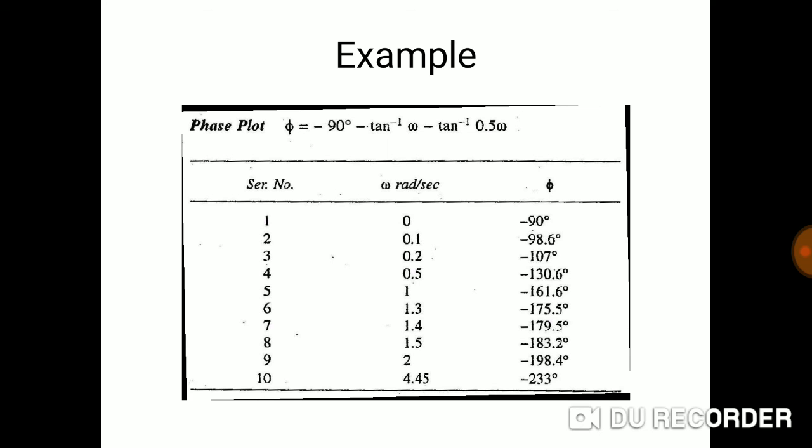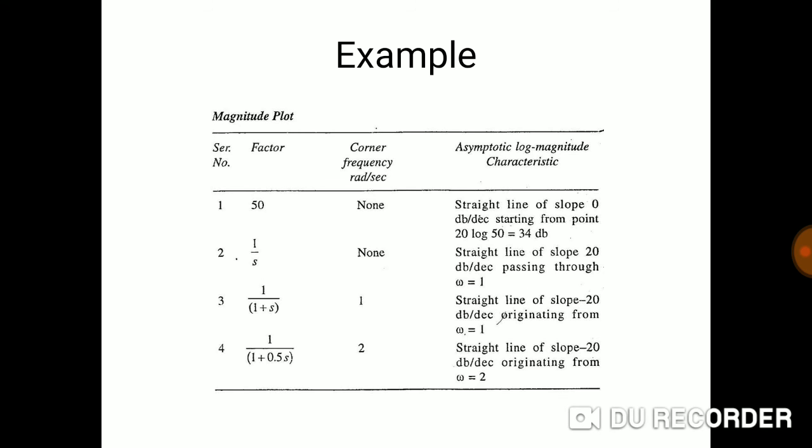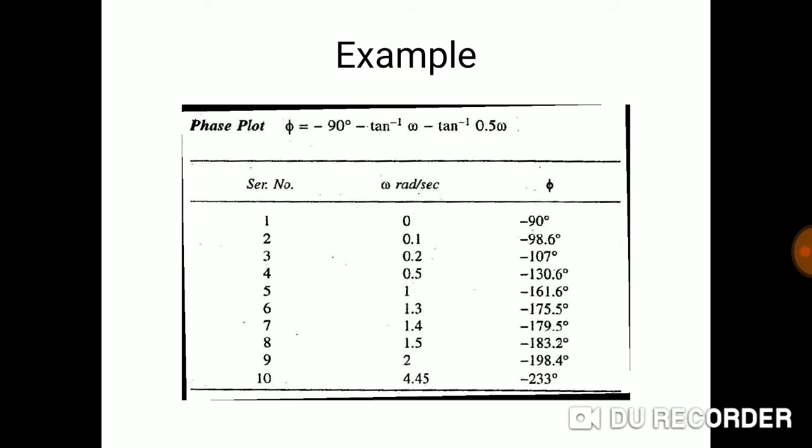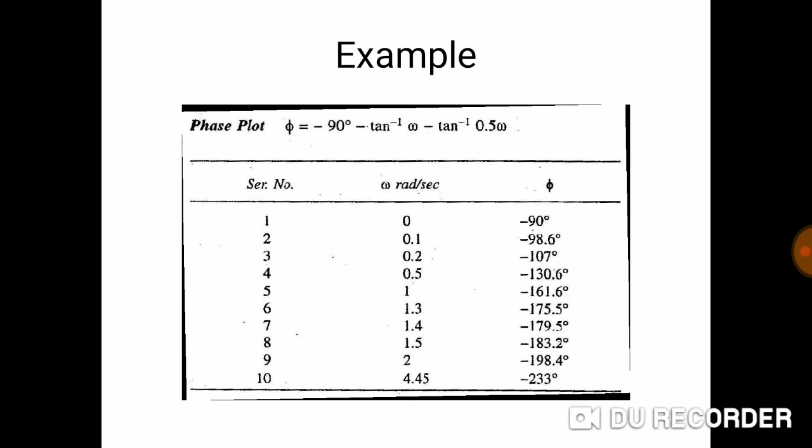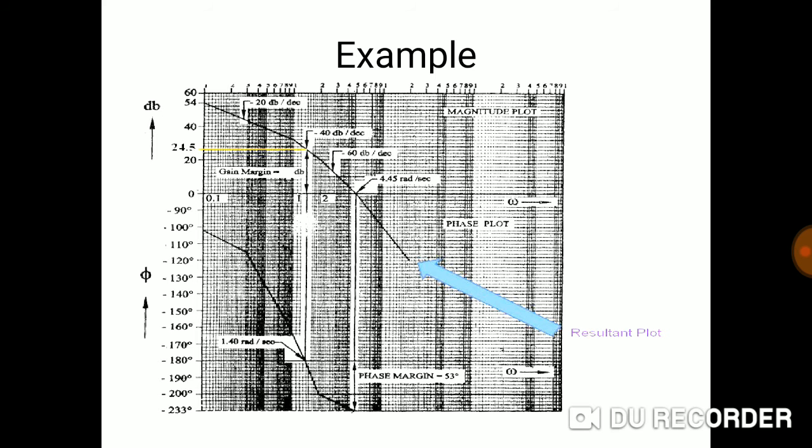Then the same for the phase plot, based on how many factors are present. The first one is minus 90, the second one is minus tan inverse of omega, and the third one is minus tan inverse of 0.5 omega, since 0.5 s is there, and the resultant we get here. Based on that we can draw the magnitude plot, only we have to follow whatever the slope is there.